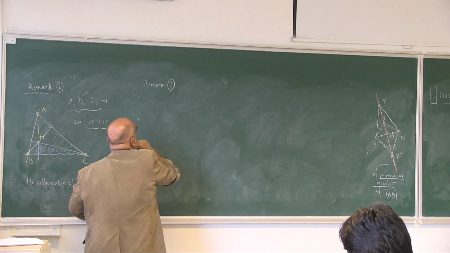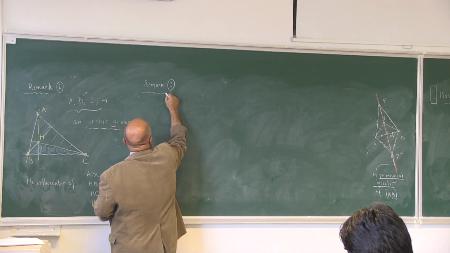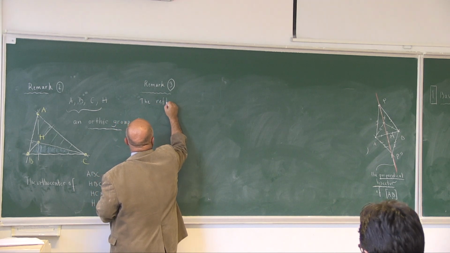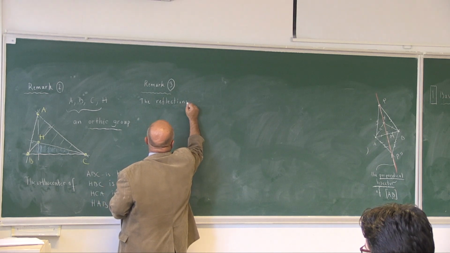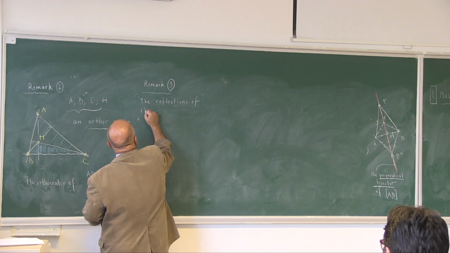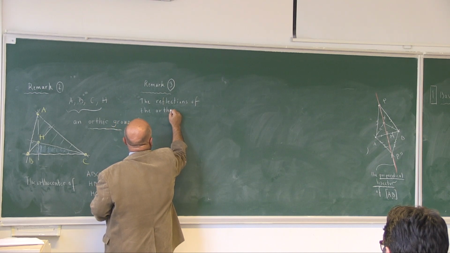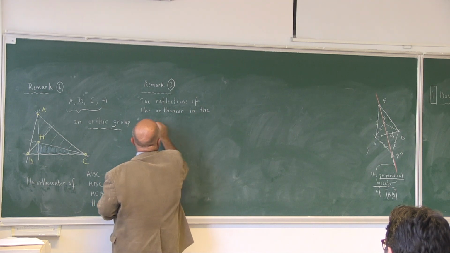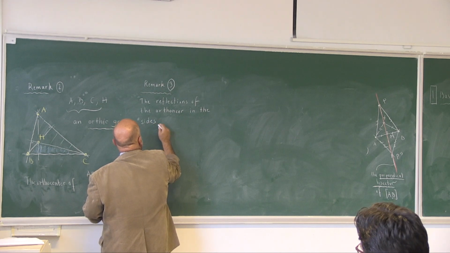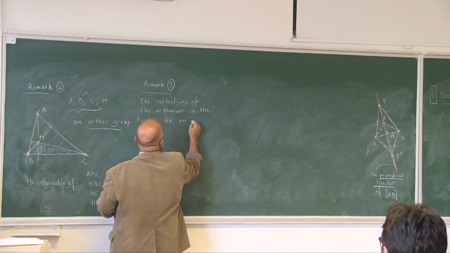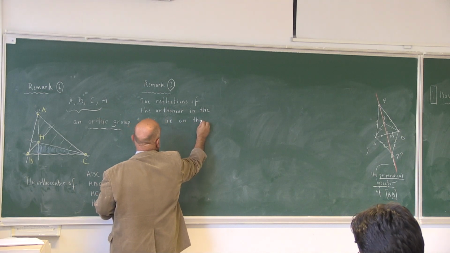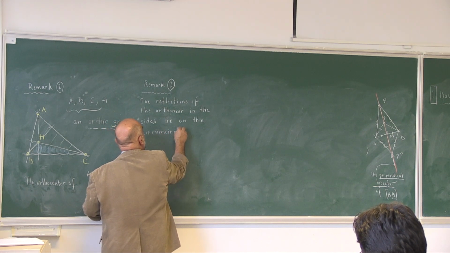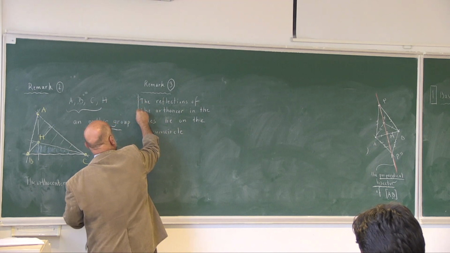Now, well, let me formulate it directly. The reflections of the orthocenter in the sides of a triangle lie on the circumcircle. Now that's a curiosity. Let me explain. Let me explain on the circumcircle. In fact, let me not only explain, but just start the thing.